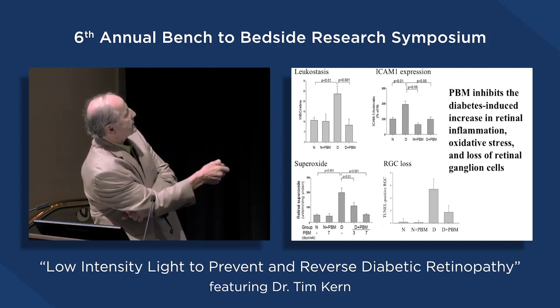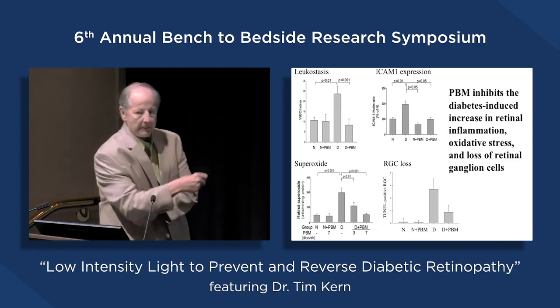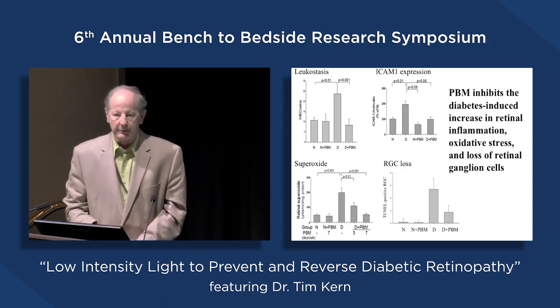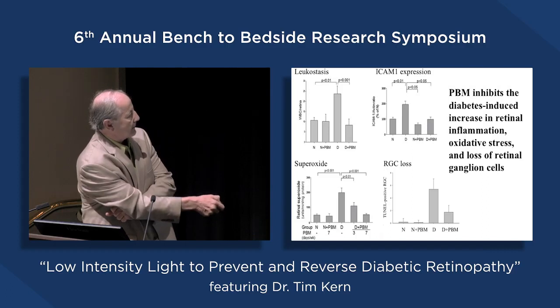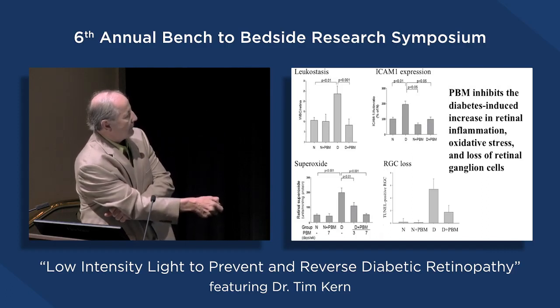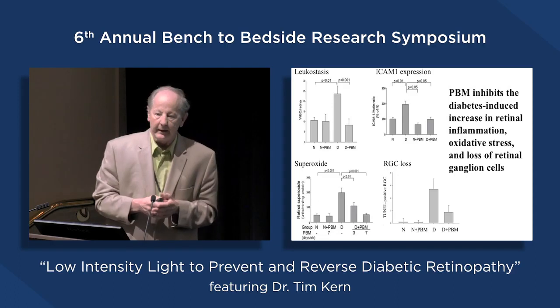But in each case, you can see untreated diabetes causes a significant increase, and the light therapy very significantly inhibits this process. If you give the light therapy every day with regard to the superoxide, there is a total prevention. If you give it every other day, the effect is only half as good.